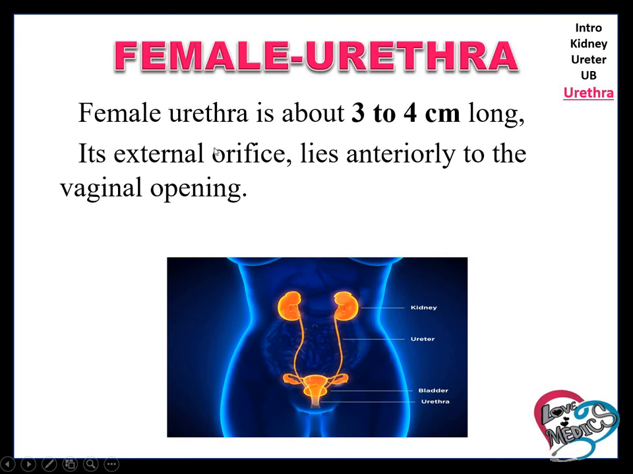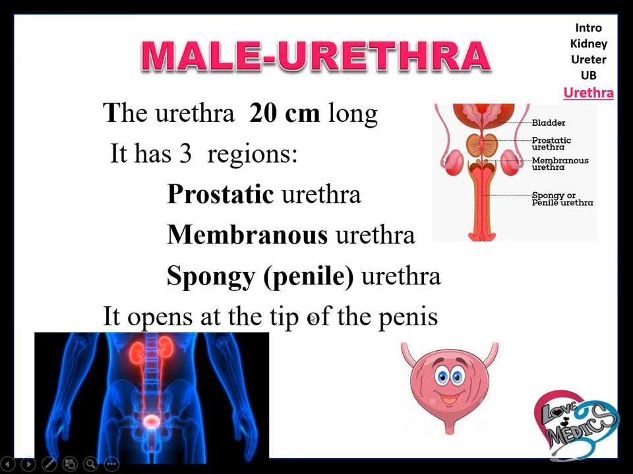Female urethra. The female urethra is 3 to 4 cm in length. That's why females are more prone to get UTI, urinary tract infection. The external orifice lies anterior to the vaginal opening. Male urethra is 20 cm in length, and the regions of the male urethra are prostatic urethra, membranous urethra and spongy urethra, that is the penile urethra. It opens at the tip of the penis.